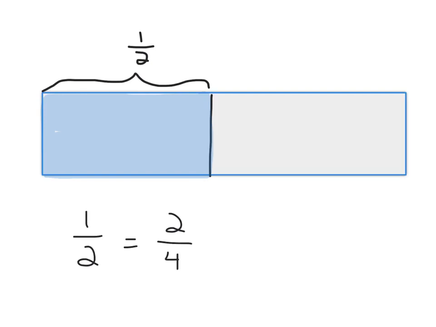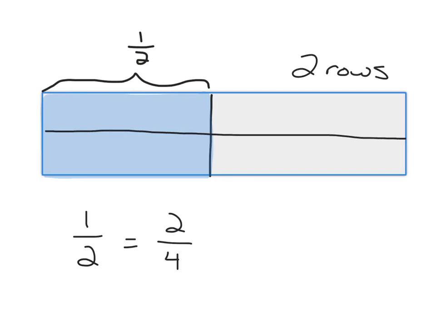I need to make sure that my fraction bar, which currently has 2 equal parts, can now make 4 equal parts. I'm going to do that by making one line which makes 2 rows. Notice that I have 2 rows here.